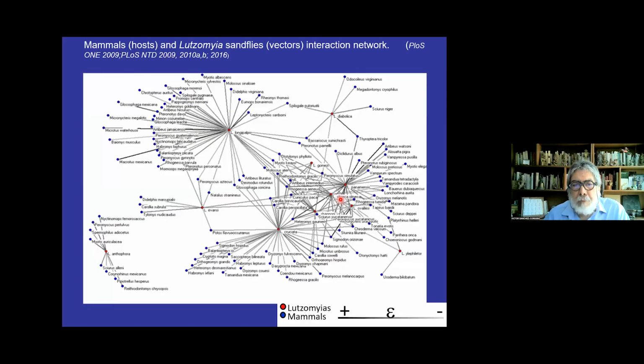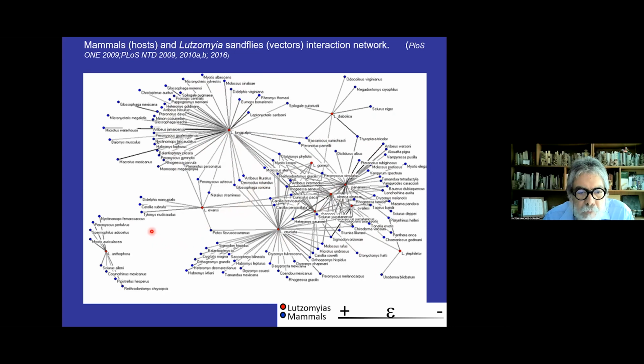And this can be depicted in networks of how the sandflies are associated with the species of mammals that are potential hosts. You can see these red dots, which are the sandflies. For example, this sandfly, Lutzomyia longipalpis, is associated only with this group of mammals and shares some species of mammals with other Lutzomyia, as you can see in this part of the network.